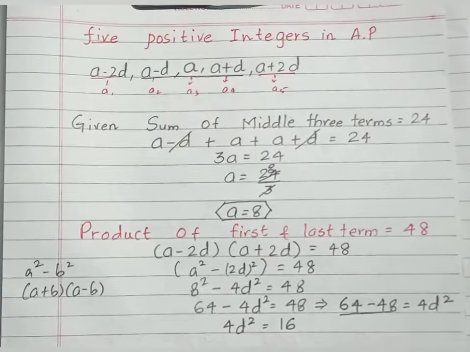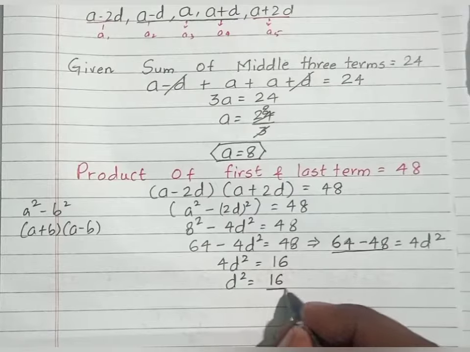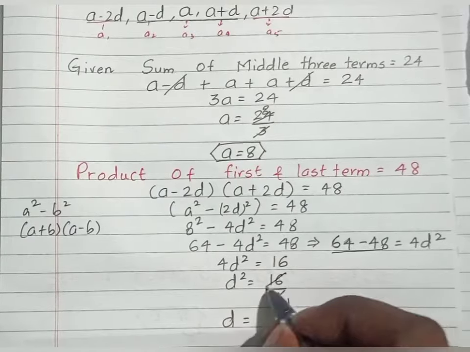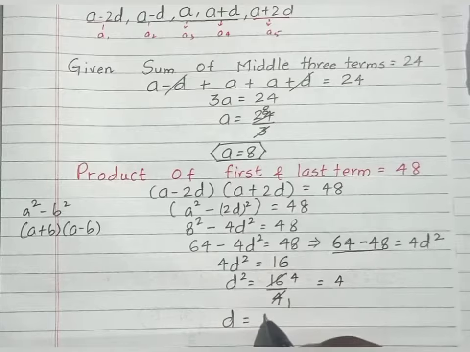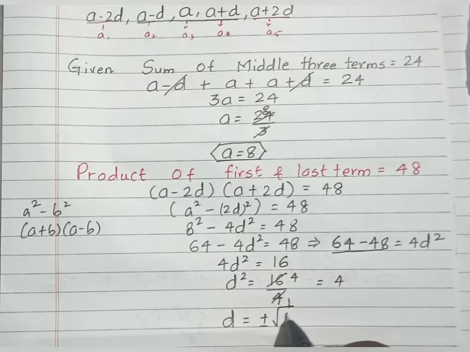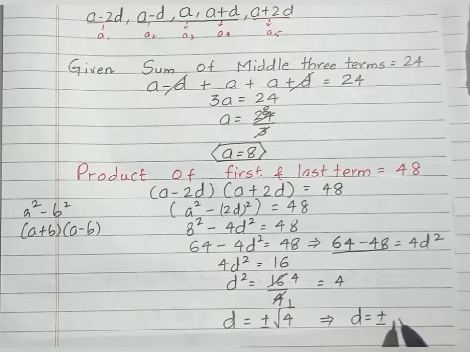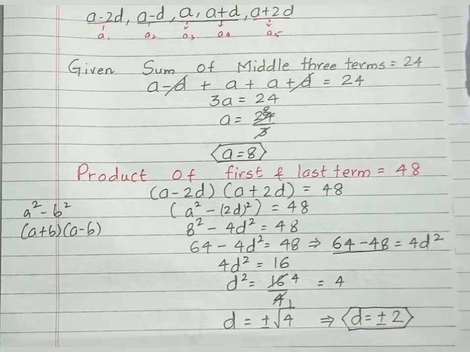So D square equals 16 by 4. Now 1 fours are 4, 4 fours are 16. This implies D square equals 4. D equals plus or minus square root of 4, which gives D equals plus or minus 2. So D equals plus 2 or minus 2.